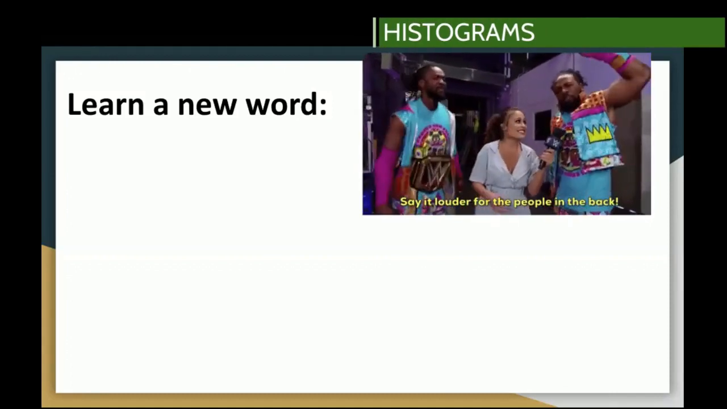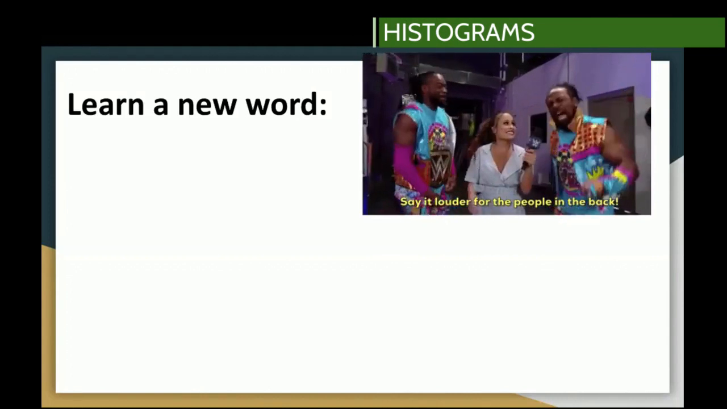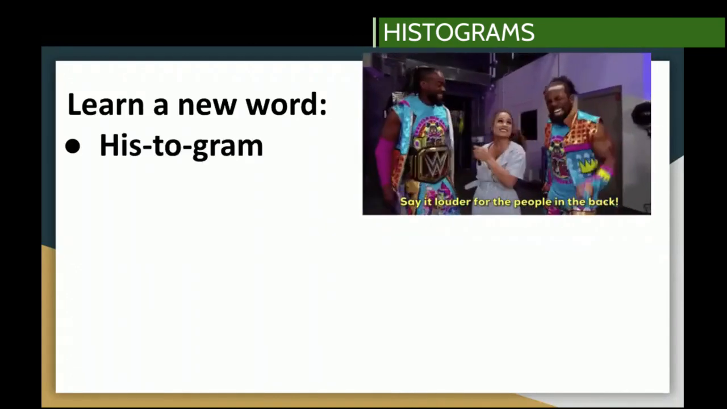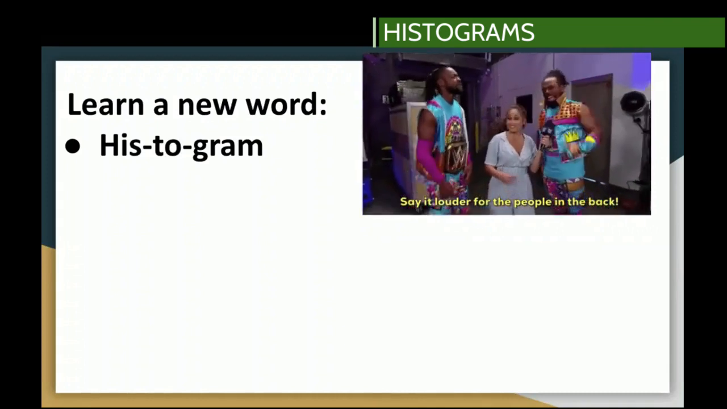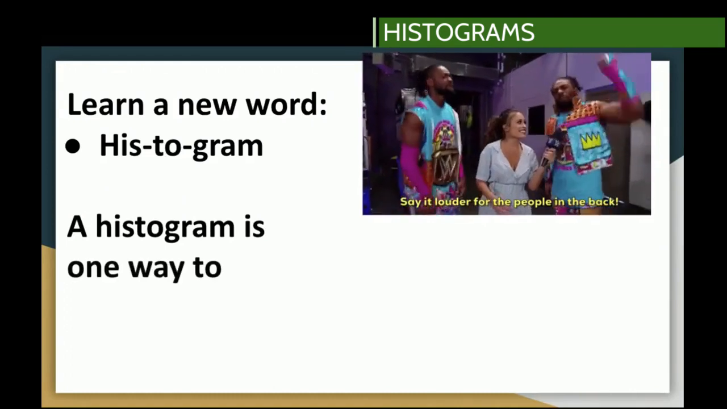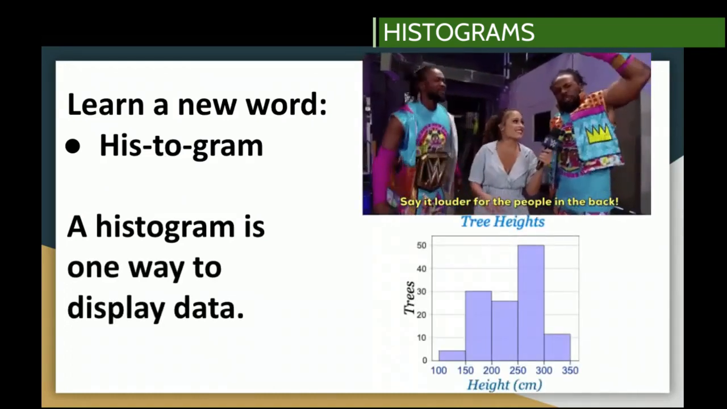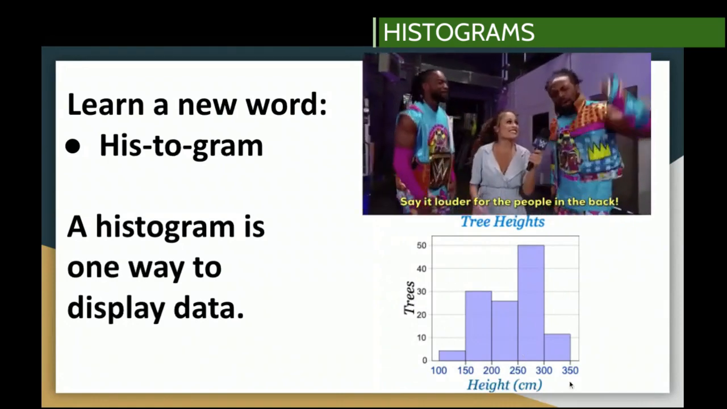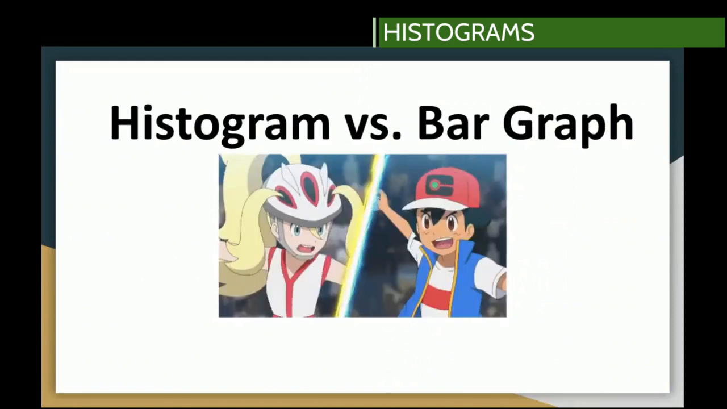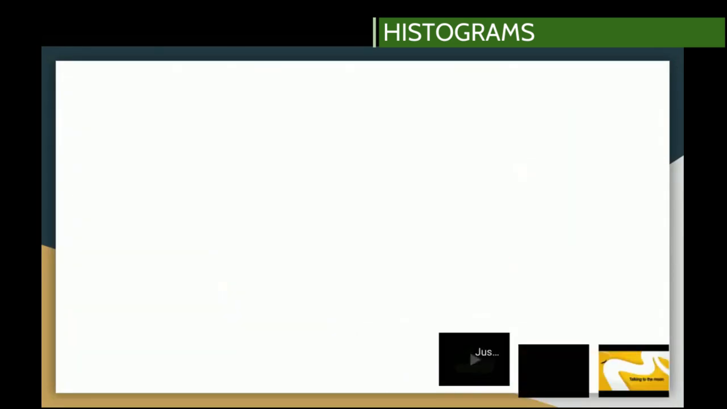Hi everyone, we're going to talk about histograms, and for most sixth graders, histogram is a new word, okay? Histogram is three syllables, and basically a histogram is one way to display data. A histogram looks very much like a bar graph, but with some differences. So we'll take a look at the differences between a histogram and a bar graph.